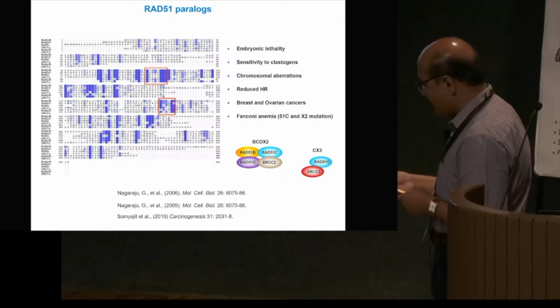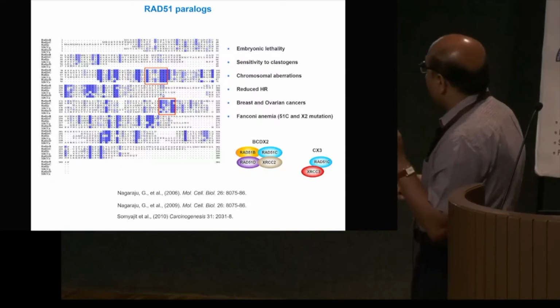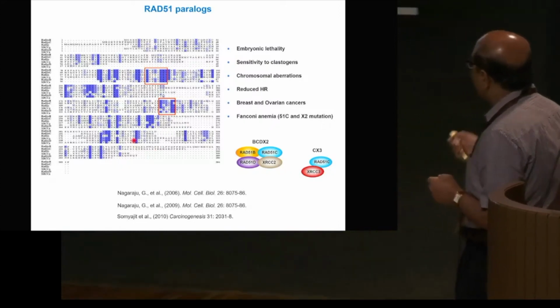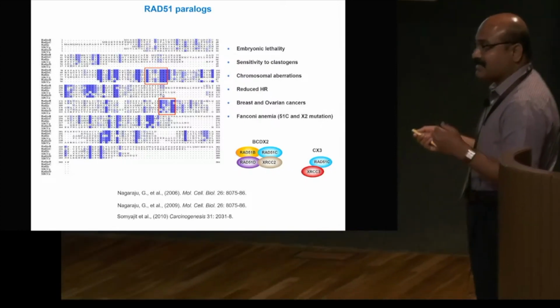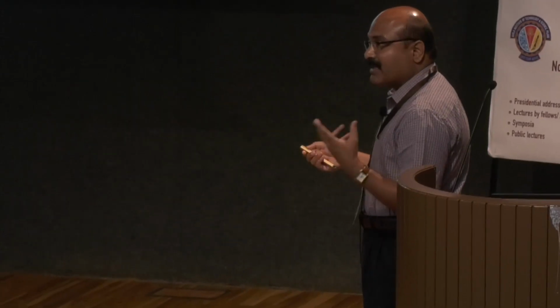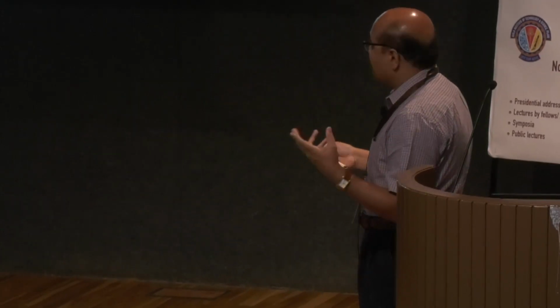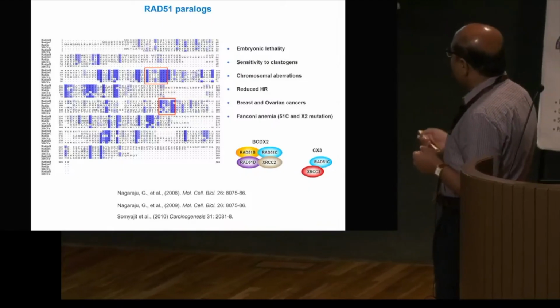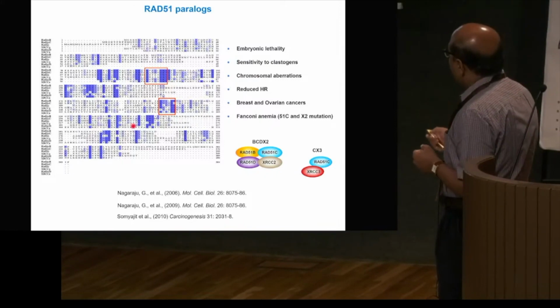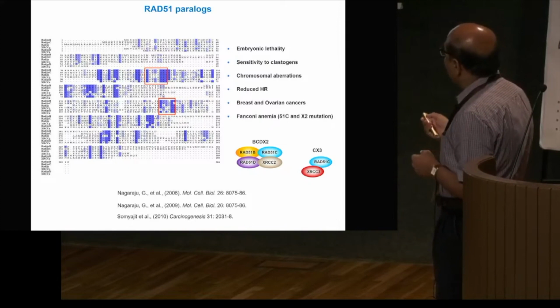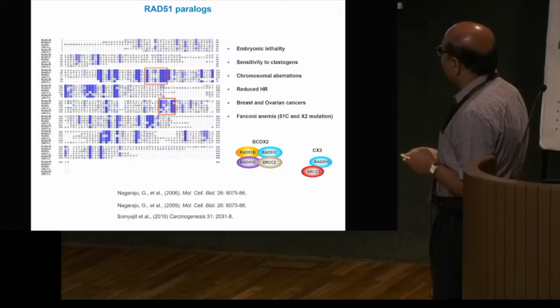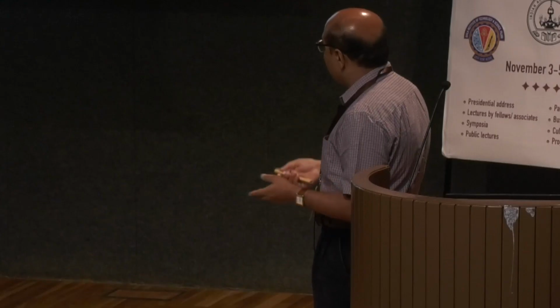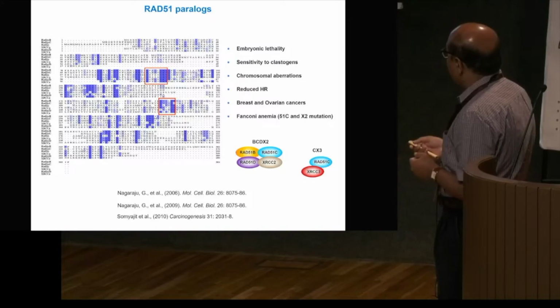If we make a mouse knockout of any one of the RAD51 paralogs, that leads to embryonic lethality, indicating they are essential genes. But the bigger question is that their essential functions in genome maintenance are still largely unclear. And any one gene mutation leads to different types of DNA damage sensitivity to different chemical agents, and it shows spontaneous chromosomal aberrations in the form of chromatid breaks, radials, and gaps, and a reduction in homologous recombination.